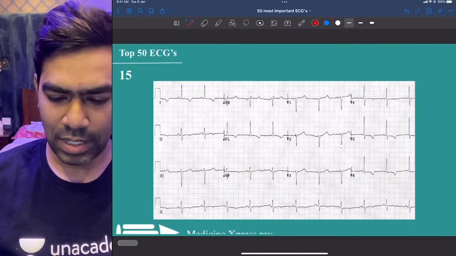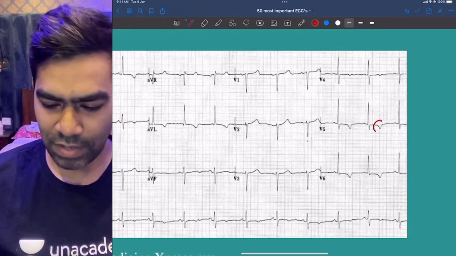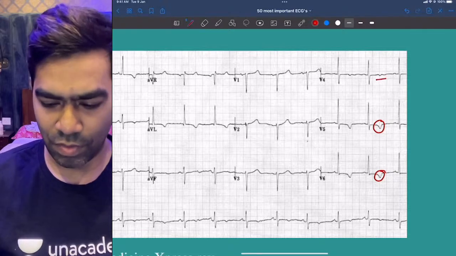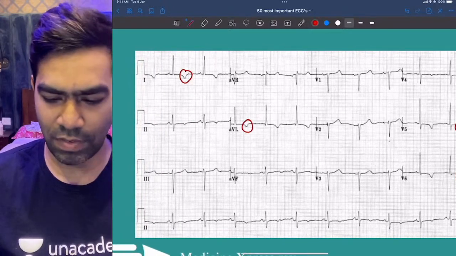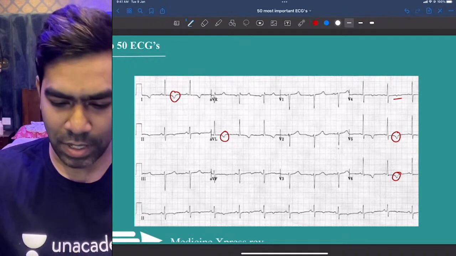And coming to this EKG, what you're seeing here is just a T wave inversion in V4, a little in V4, V5, V6, and maybe in 1 and AVL. All you're seeing is just T wave inversions and nothing more than that. So remember how to tell which T wave inversions are specific.